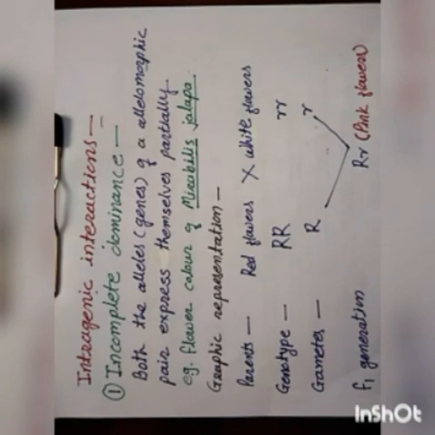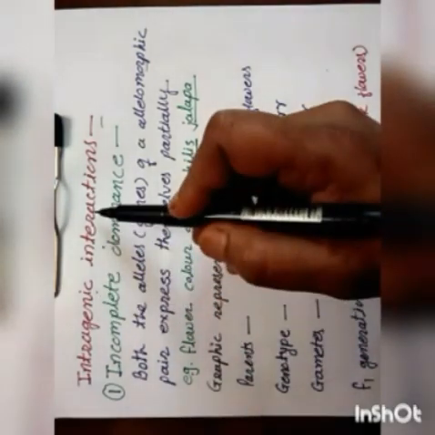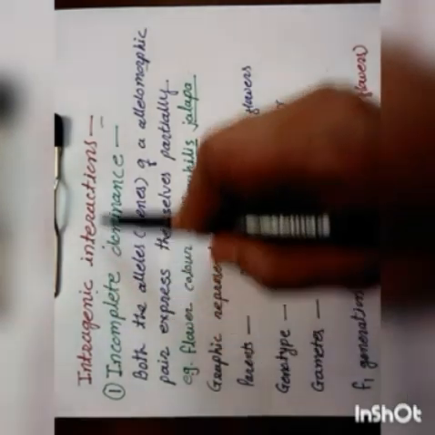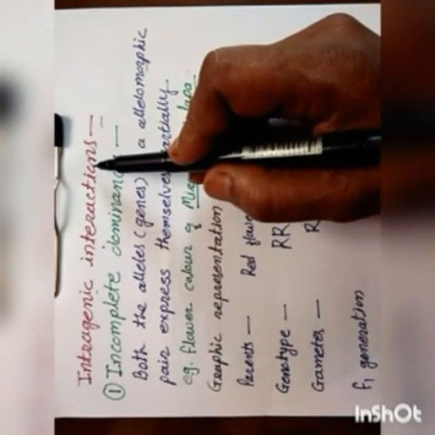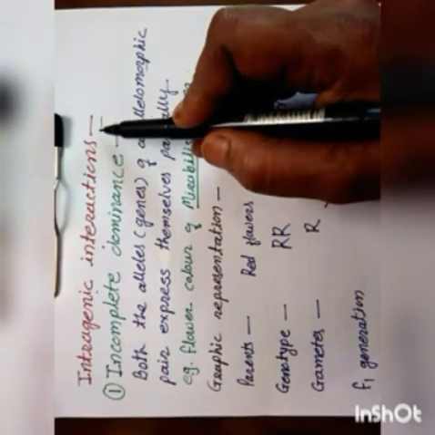In the previous lecture, we studied the test cross, back cross and neo-Mendelism. Today, we are going to learn about gene interactions. There are two types of gene interactions, intragenic interactions and intergenic interactions. First, intragenic interactions. These intragenic interactions occur between the alleles of the same gene.